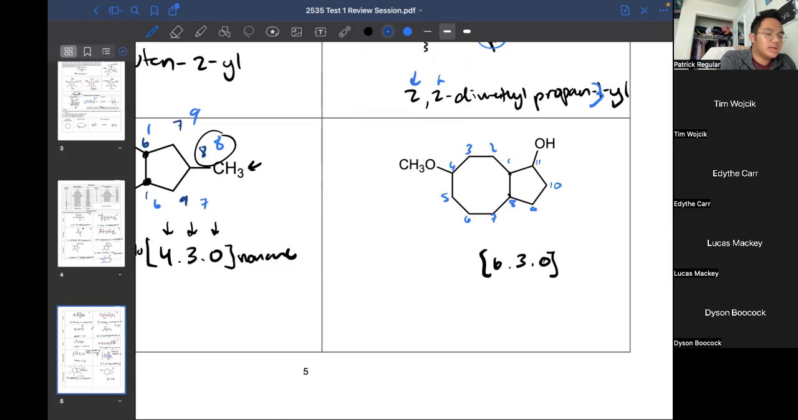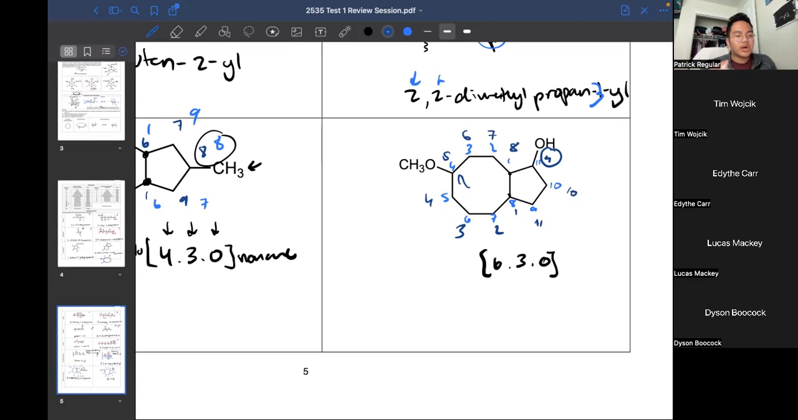The other way around would be 1. Nope, wrong one. 1, 2, 3, 4, 5, 6, 7, 8, 9, 10, 11. Which numbering system would be correct? The navy one. Yes, the navy blue one, because even though the light blue one gives methoxy a 4, we need to give OH the smallest number possible. And that priority cannot override the need to count around the largest ring first.